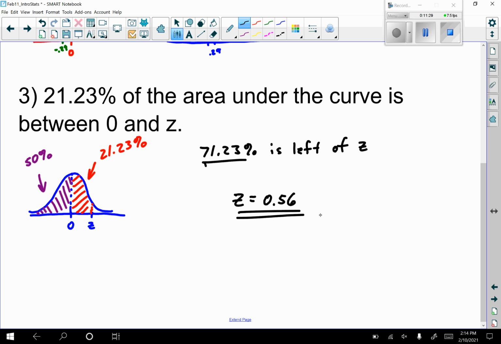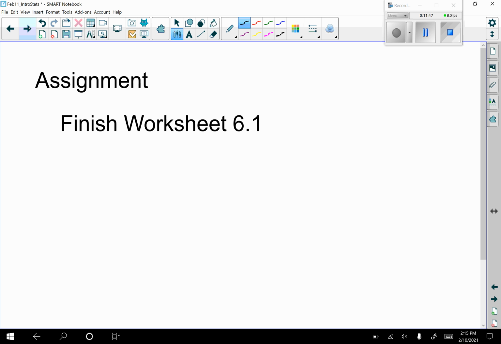So we have to understand the area that we're putting in. Sometimes a sketch is necessary to do first. If not, we try to find the z value, then we can maybe make a sketch and see if that's the correct z value we're looking at, or if we need to do a couple other calculations. All right, so go ahead now and finish worksheet 6.1.